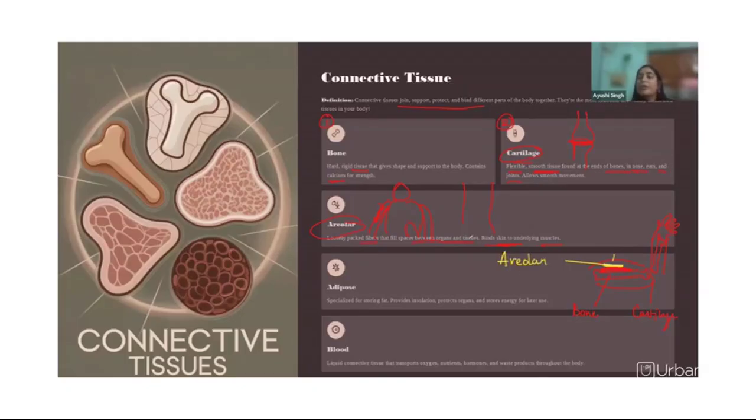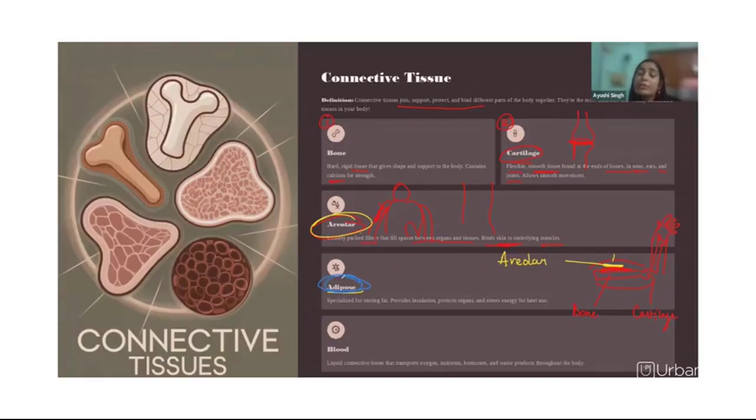Areolar tissue. Now coming to adipose tissue. Sorry, let me quickly tell you one thing about areolar. Areolar is not the fat one. It's just connecting things, connecting organs to tissues. Now we'll talk about the fat one. Sorry for that. Don't get confused. Now, adipose is the fat tissue, which everybody wants not to have.